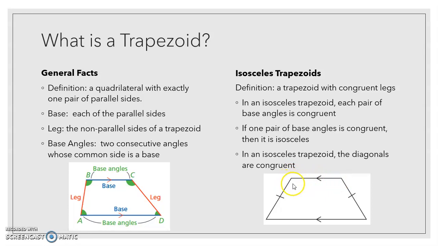Now notice, this is definitely an obtuse angle up here, and this is definitely an acute angle. That's what I was saying earlier. The base angles are connected by a base. Those are the base angle pairs you're looking at, not the ones that are connected by one of the legs.